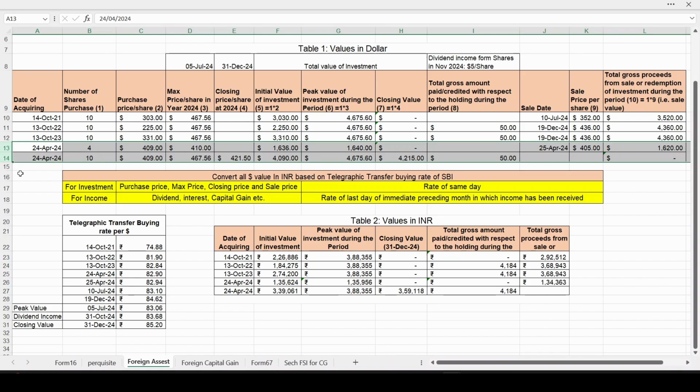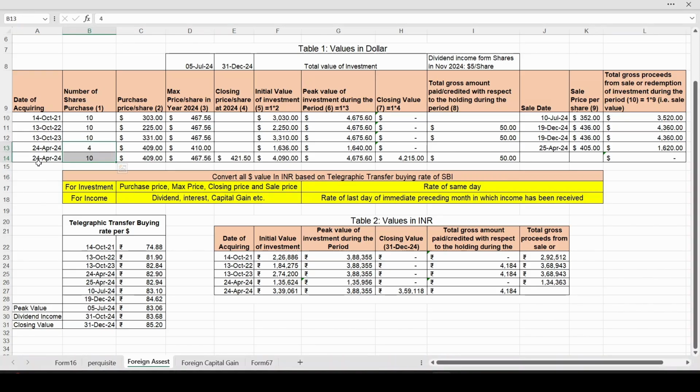The fourth and fifth entries I have taken to understand the capital gain treatment when shares are sold by the company for tax purposes. Here the person received 14 shares on 24 April 2024. Out of these, 4 shares had been sold the next day for tax purposes at the rate of $405 and 10 shares he held for the remaining calendar year.